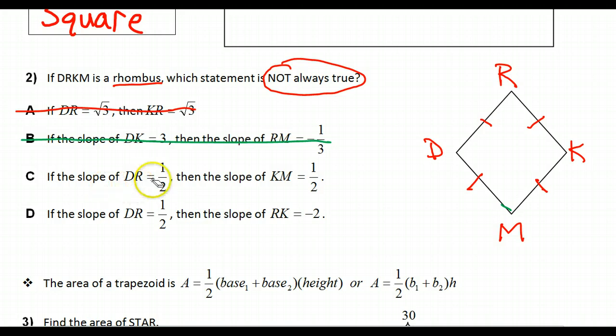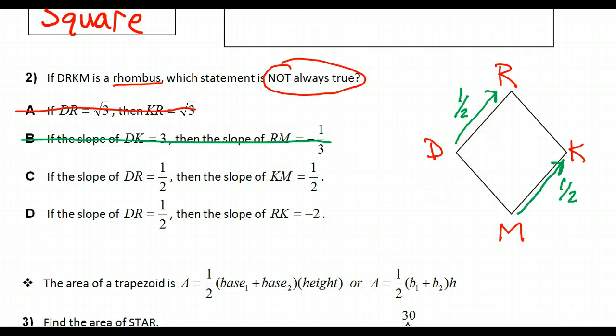Okay, if the slope of DR is 1/2. So here's the slope of DR, and say that's 1/2. Will the slope of KM always be 1/2? Like this. Well, yeah, that's always going to be true.